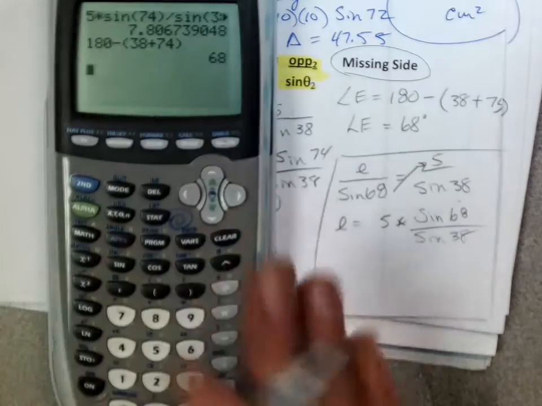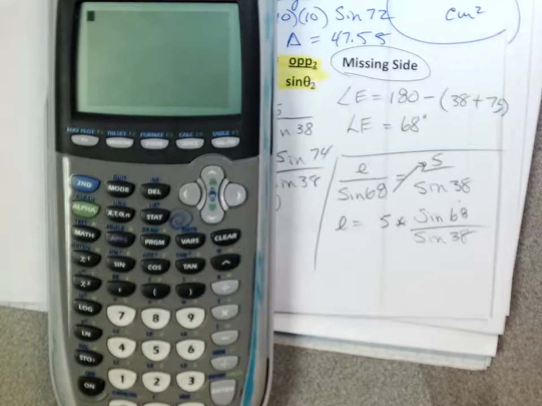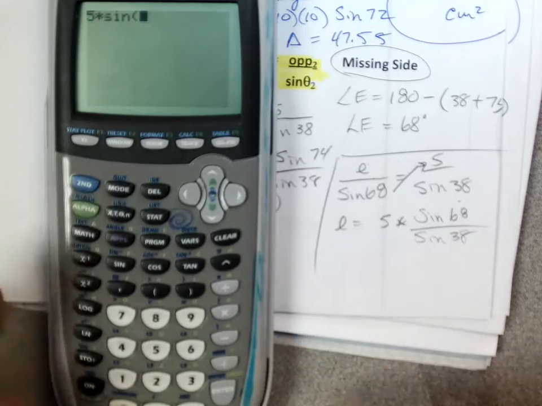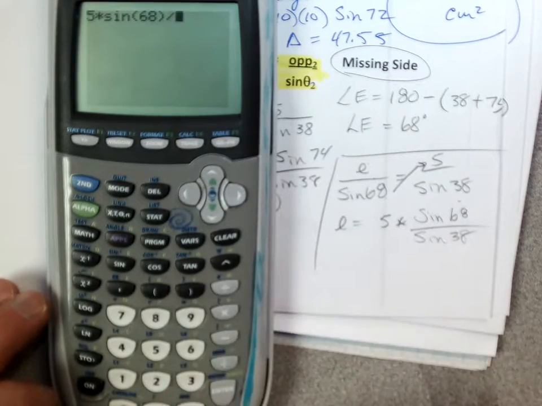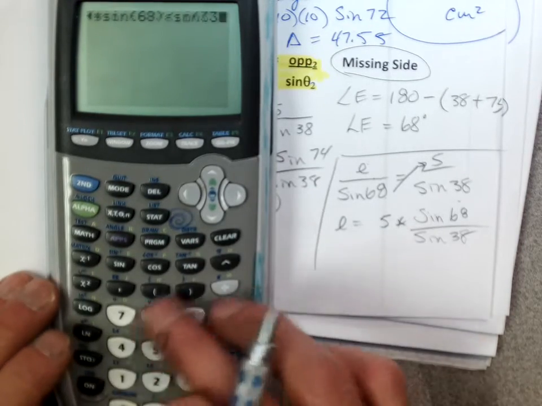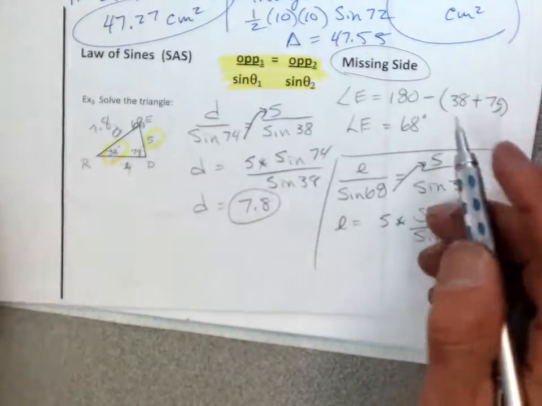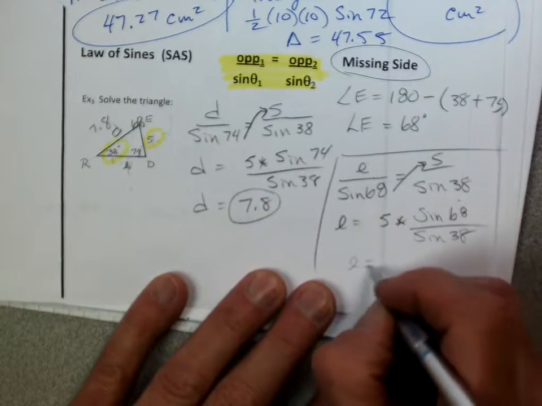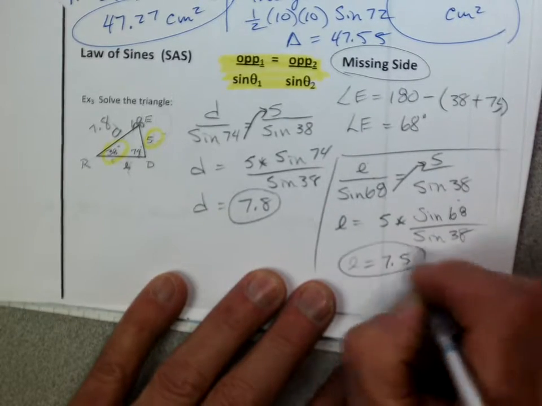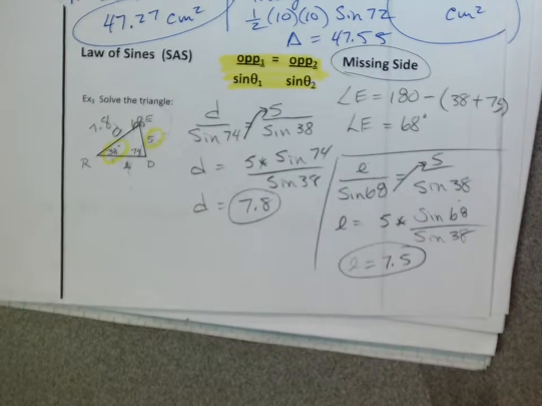Okay, I can do that. No problem. I can handle that. 5 times the sine of 68 divided by the sine of 38, and I get an answer of about 7.5. Again, does that answer make sense? Could it be 7.5? Yeah, I think so. 7.5 makes sense in the context of the triangle, so I'm pretty sure I have the right answer. Not that hard, is it?